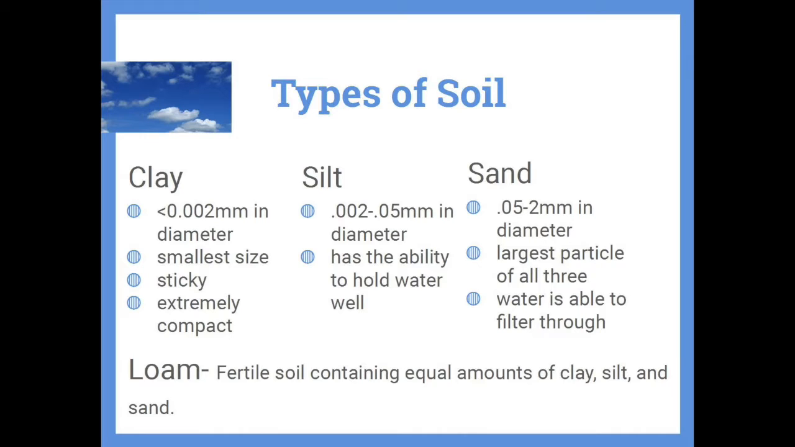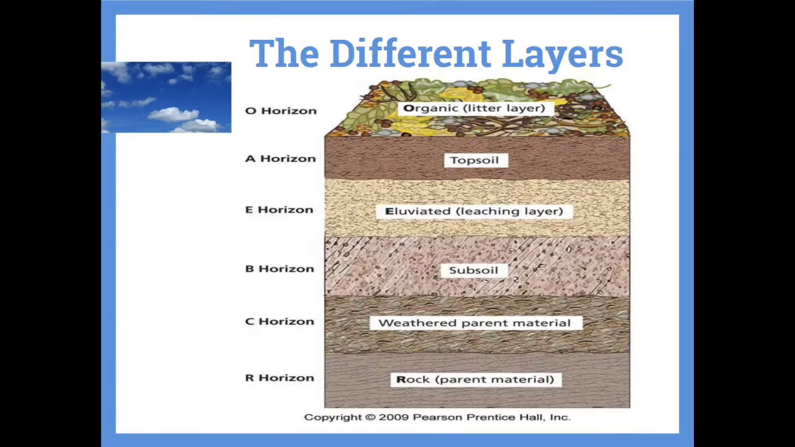Loam is when clay, silt, and sand are combined in equal proportions, and loam is normally a really good type of material for any individual to grow vegetation in. The different types of layers: there's a total of 6 types of horizons. There's the O, A, E, B, C, and R horizon.